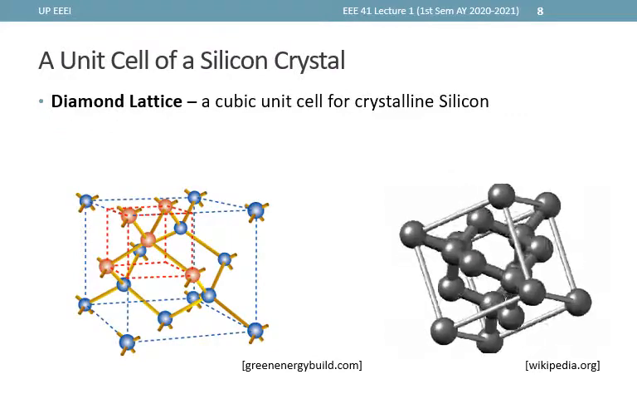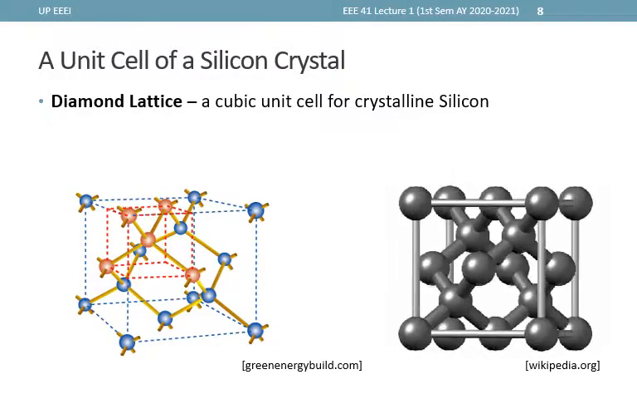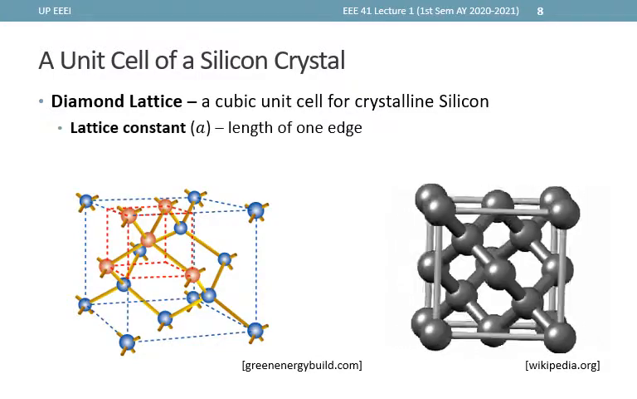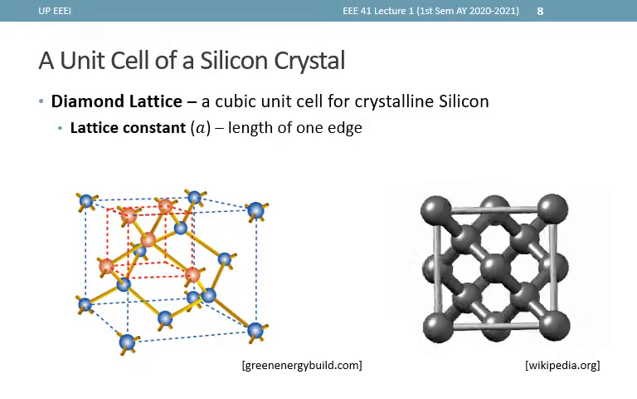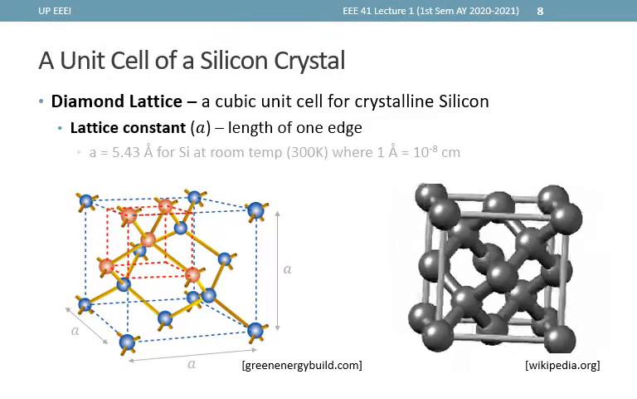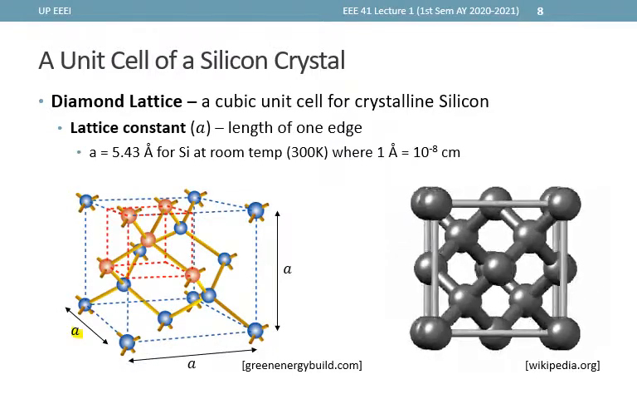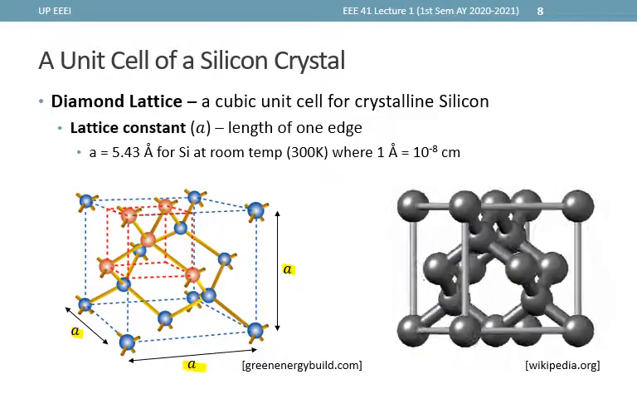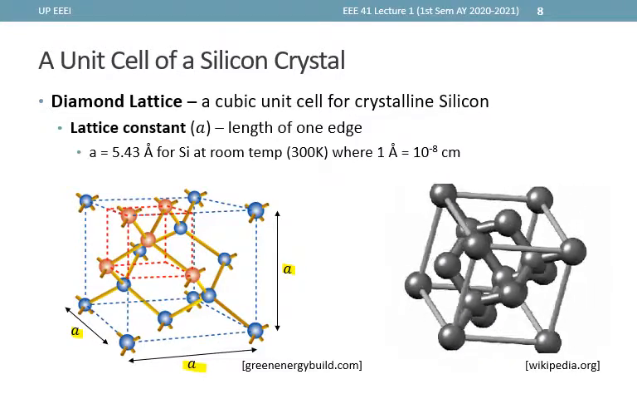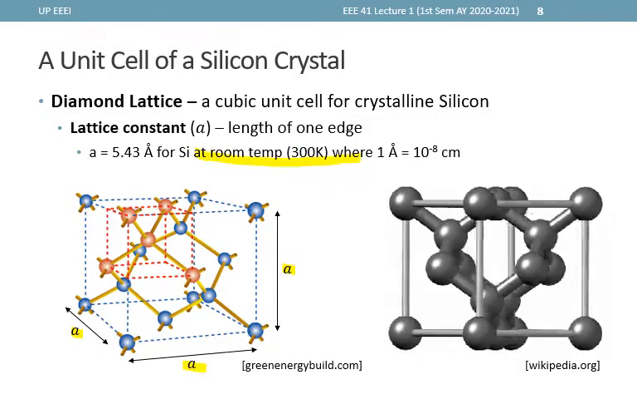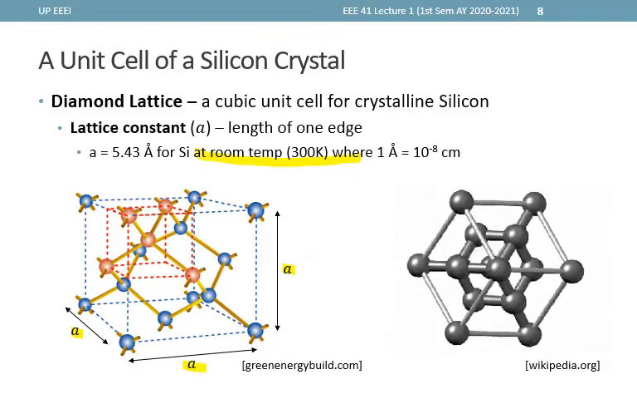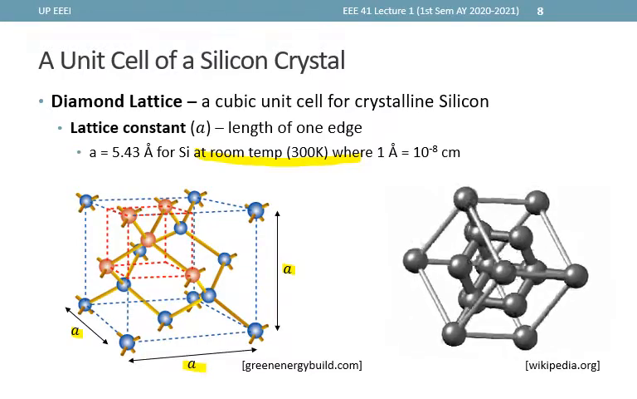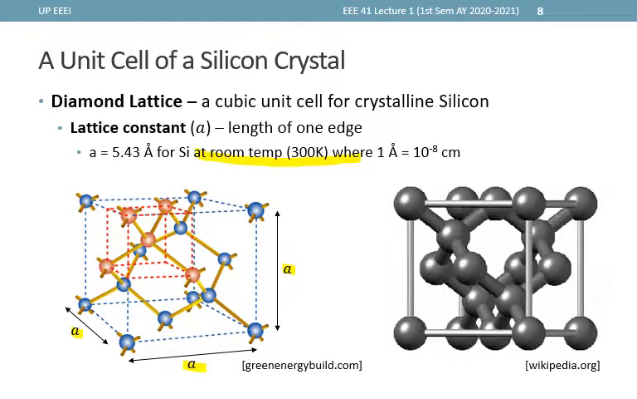The unit cell for silicon is called the diamond lattice structure. It is a cubic unit cell and thus has the same length for all edges, which is called the lattice constant and denoted by the letter a. So here we have the same length for each edge. The lattice constant, or a, for silicon at room temperature, or 300 kelvins, is 5.43 angstroms, where 1 angstrom is equivalent to 10 raised to minus 8 centimeters.